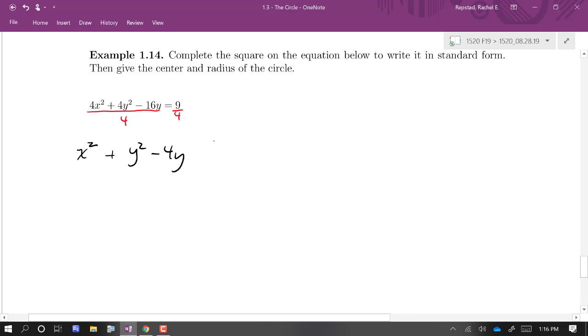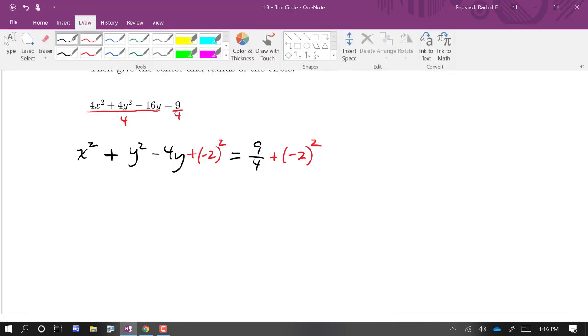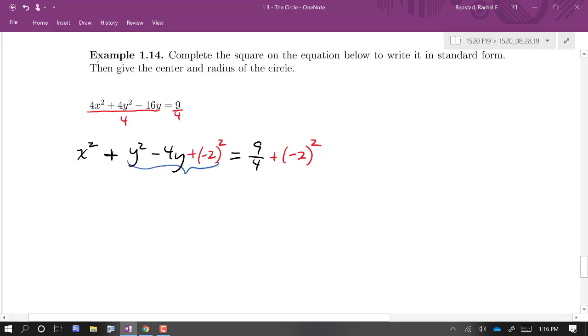Leaving some space after the 4y term. Now what do we do next? Negative 2 squared. To both sides. So we have x squared. If you like, you could even write that as x minus 0 squared just to reiterate, but most people wouldn't, and that's fine. It's really up to you if you want to write it that way.